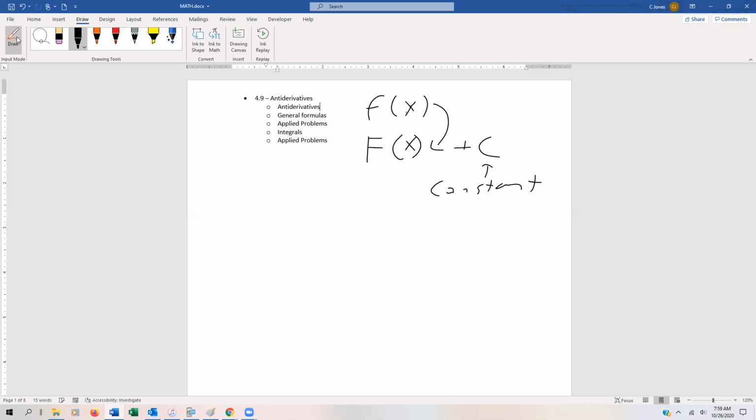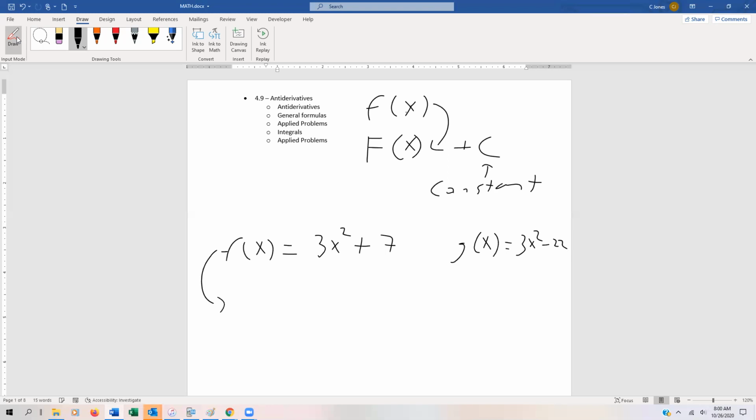And this is going to be just an additional constant. Right? Now, why do we have that? Well, let's take a look at this. Let's say that for some reason we had two functions, really basic ones. Let's say f of x is 3x squared plus 7, and let's say g of x is going to be equal to 3x squared minus 22.